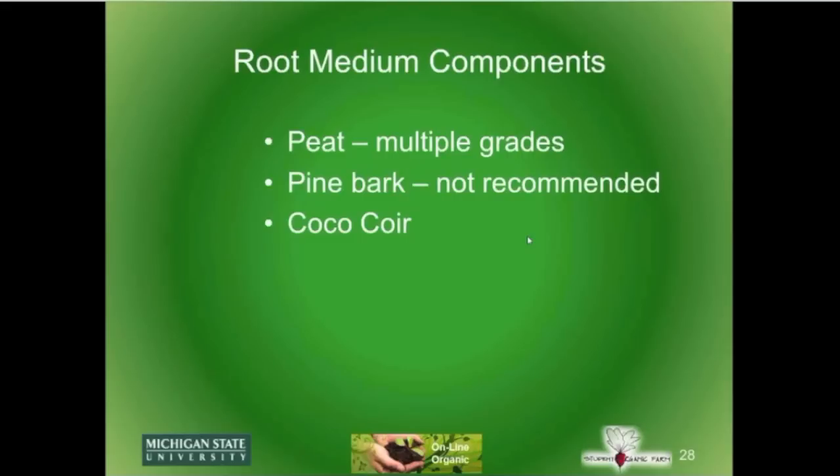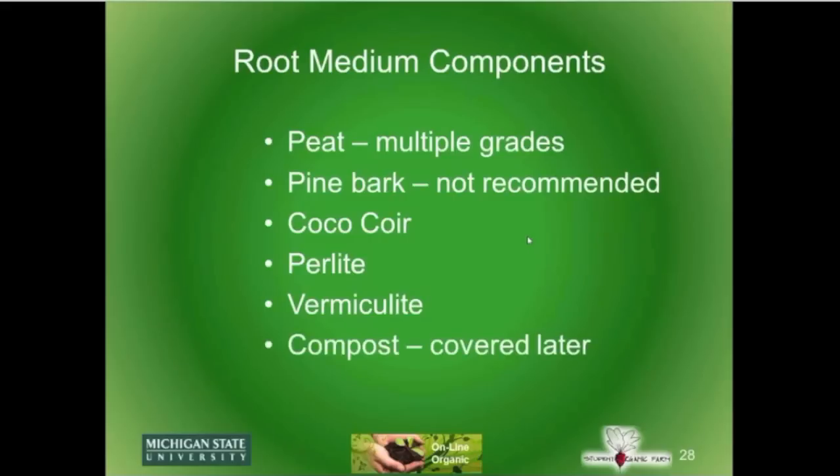It is something, there's millions of coconuts harvested every year, and it will continue to be available. The issue here is the long-term transportation and the cost of transportation to get it to us. Perlite and vermiculite are two materials that are originally mineral sources, and they're heated to high temperature and popped like popcorn, and they are also allowed in organic, but they take a lot of energy to do that.